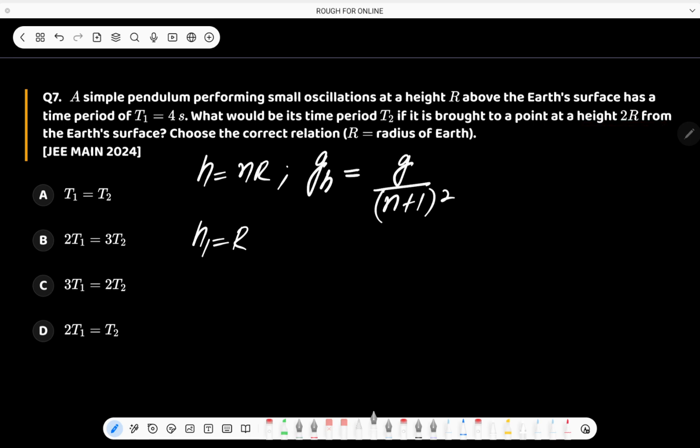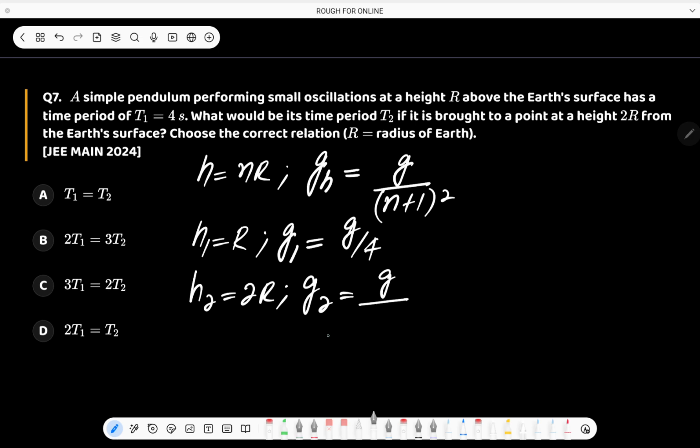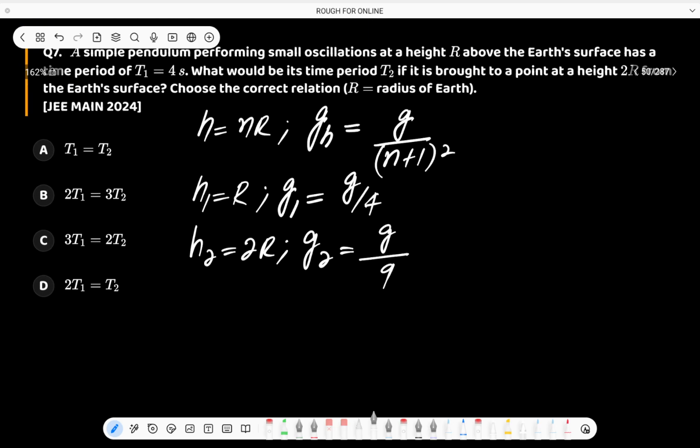Let's first and foremost calculate these two values. h1 is equal to r, which implies that g1 will be equal to g divided by (1 plus 1) squared, that is 2 squared, which is 4. So g1 is g divided by 4. h2 is given as twice r. What about g2? It will be g divided by (2 plus 1) squared, that is 3 squared, which is 9. So we have calculated the value of acceleration due to gravity at the two different heights.